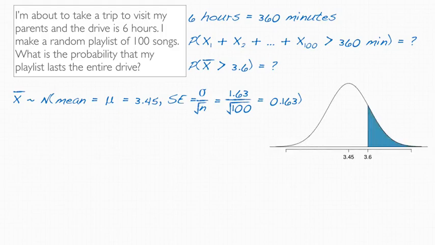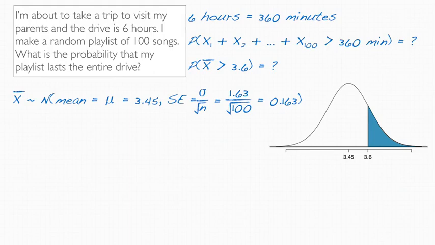So I'm drawing my curve, I'm setting the center at 3.45, and remember I'm looking for the observation of interest is 3.6 minutes, and I'm looking for everything above that. Remember, drawing the curve is always your friend. If you do this first, it's much less likely that you would do something wrong in the following steps. So next, we calculate the z-score.